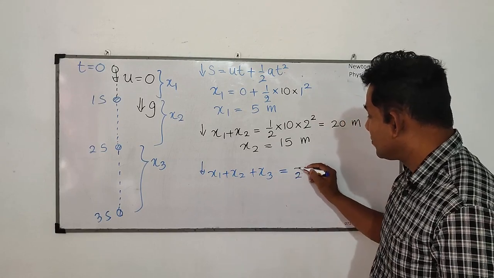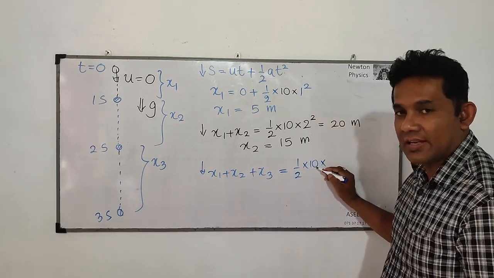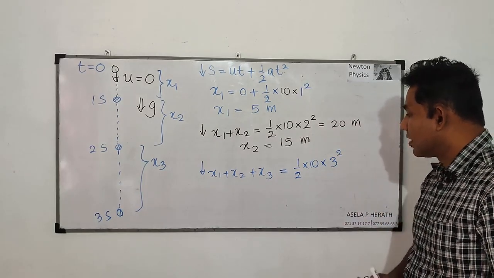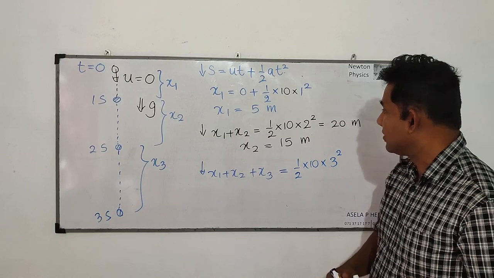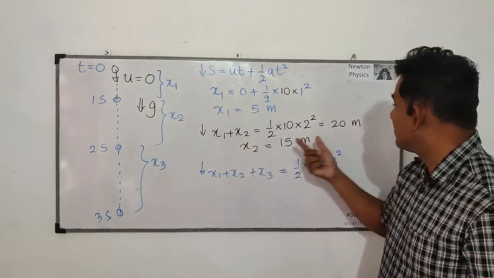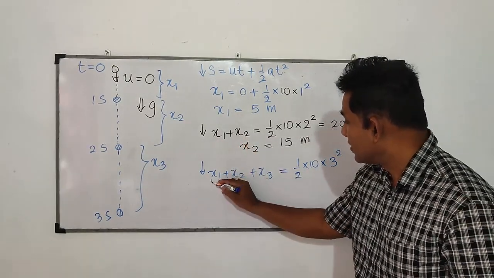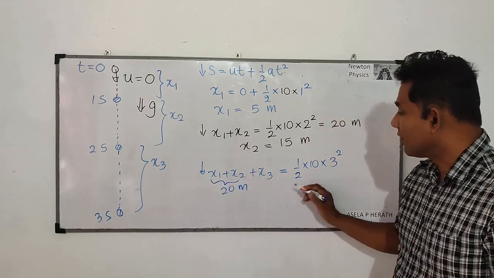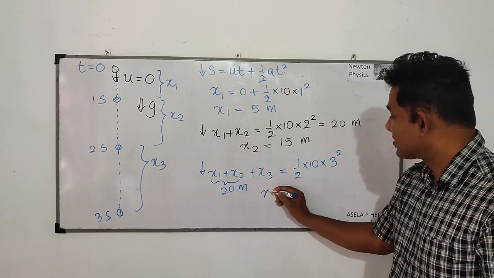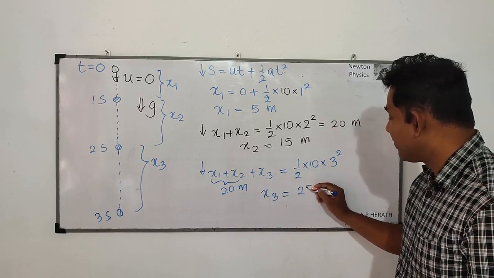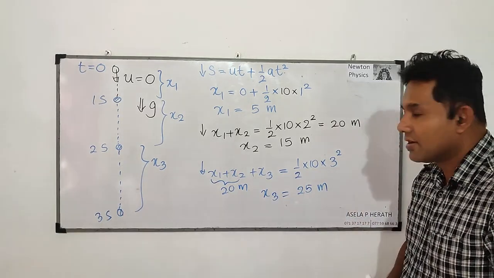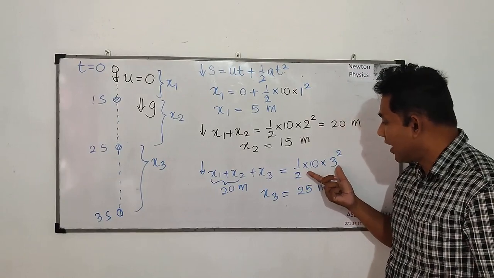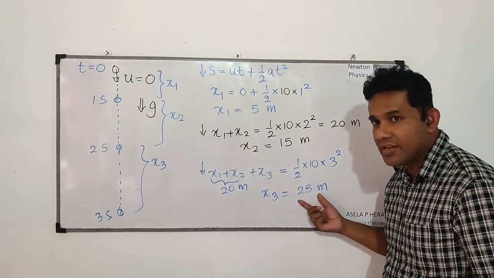equal to half into acceleration, which is 10, into time, 3 seconds, 3 squared. Now we have taken that x1 plus x2 becomes 20 meters. This summation becomes 20 meters, and so I can take x3 as 25 meters. Simply you can solve this one, it becomes 45, and here x3 becomes 25 meters.